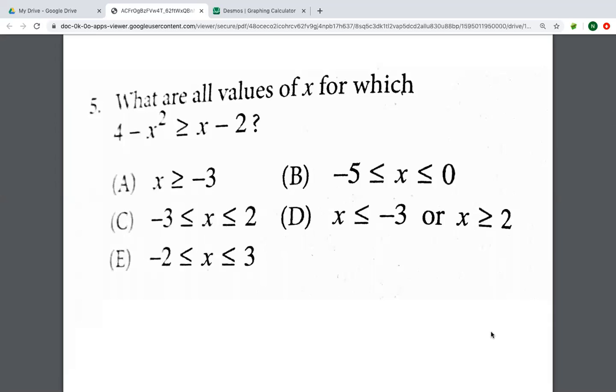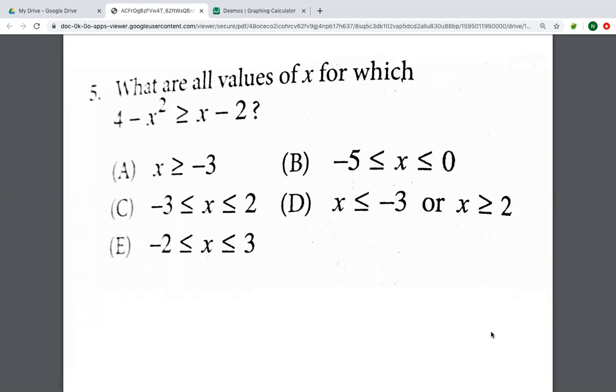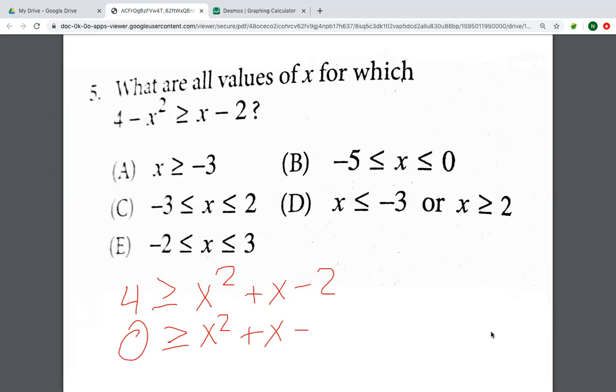Okay, so this one again starts out looking more complicated than it is. But for me, with inequalities, what I like to do first is get everything onto one side. So I'm going to move this around until I have 4 greater than or equal to x squared plus x minus 2. And then 0 is greater than or equal to x squared plus x minus 6. Which means that 0 is greater than or equal to x plus 3 times x minus 2.